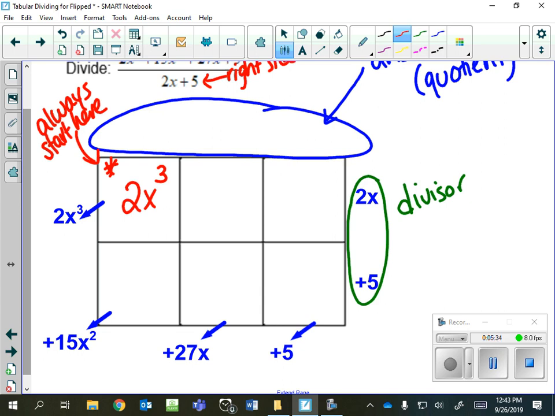So I'm looking for the top piece here. I want to know what times my 2x gave me 2x to the third. I'm looking for this piece up here. So I should have an x squared because x squared times 2x gives me 2x cubed. After you have a top piece, you're going to multiply. X squared times 2x is already in my box, 2x cubed. Now I'm going to do x squared times 5 to get 5x squared.